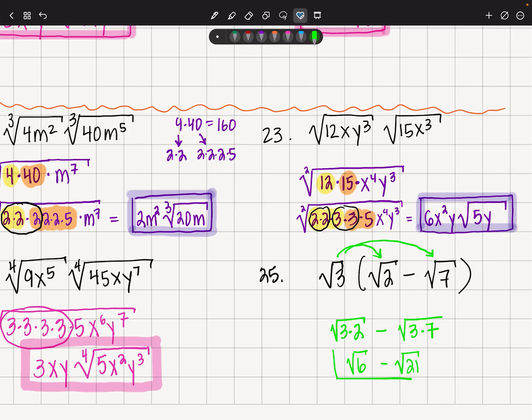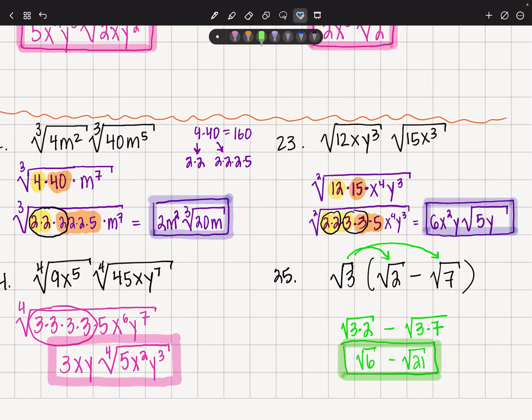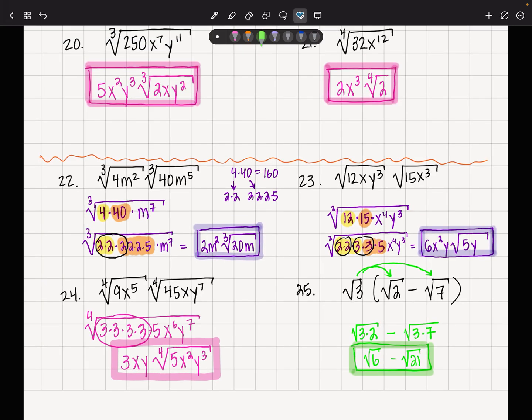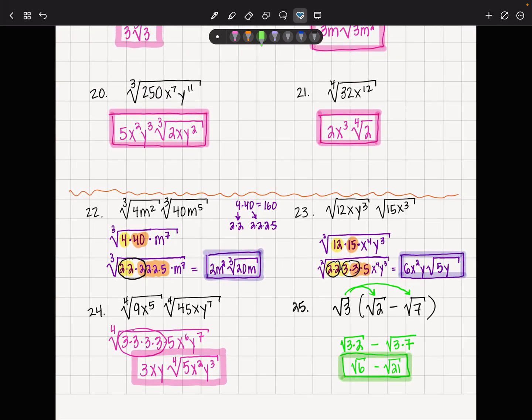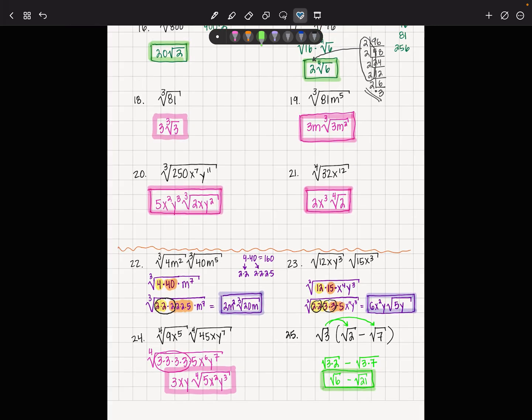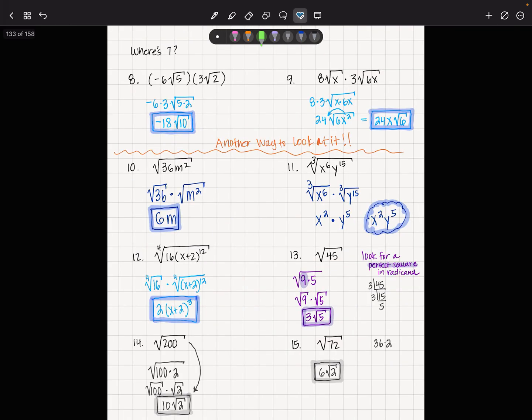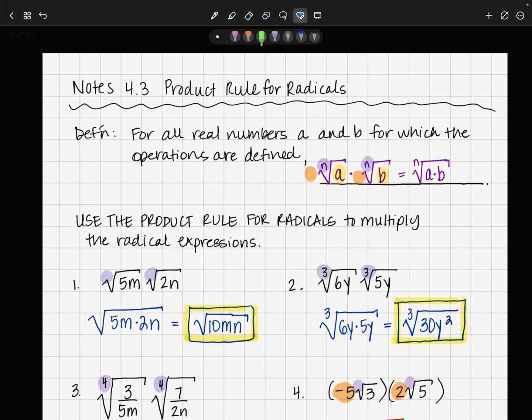And those are just going to stay separate because there's nothing we can do with that, but we'll talk more about that in a later lesson, maybe 4.4, 4.5, maybe even 4.6. And that concludes this lesson of the product rule for radicals.